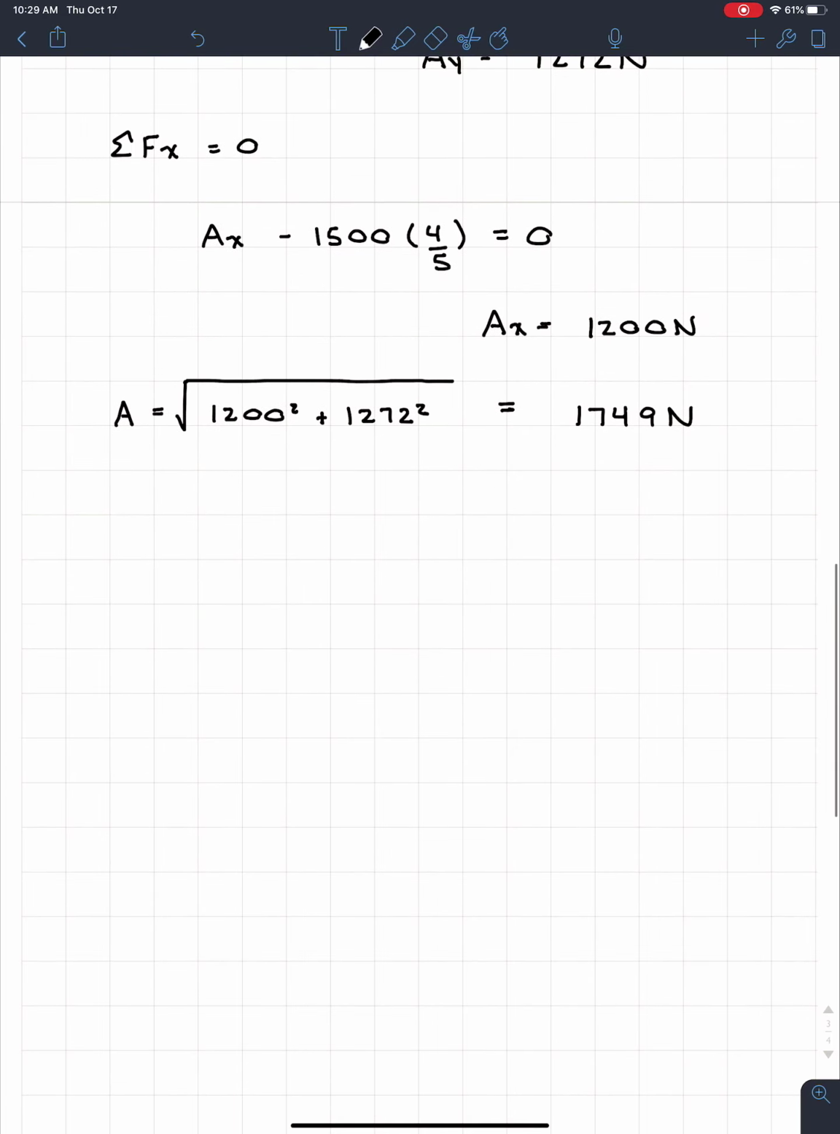So we come down to the bottom. We got A is equal to 1,749 newtons. And I can box that answer.